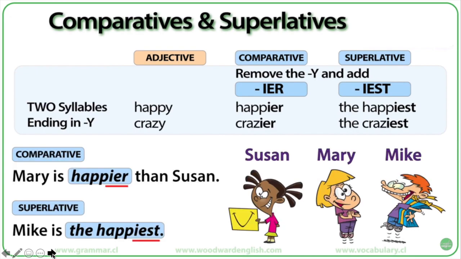All right, perfect. We have some other examples here. The comparative: Mary is happier than Susan. The superlative: Mike is the happiest in the group.